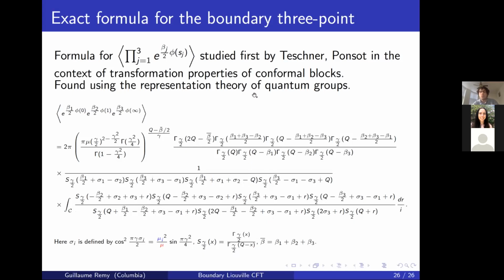So this beautiful formula was predicted or studied in physics by Teschner and Ponsot, and they found it using the representation theory of quantum groups. Their main motivation was these transformation properties of conformal blocks, the one I was describing at the end.